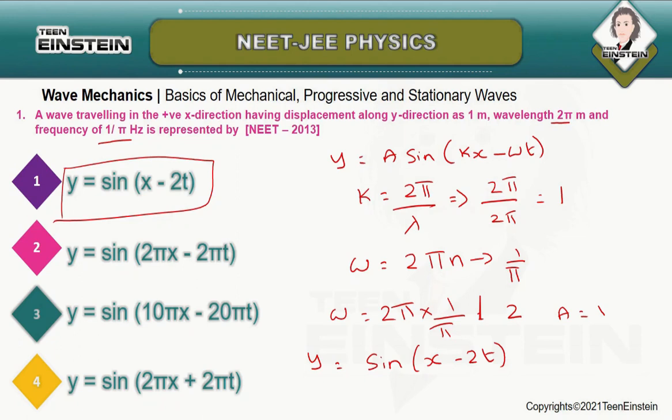Here they have given you the lambda value, so you can easily find the k value by 2 pi by lambda, and omega is 2 pi f or 2 pi n, where n is the frequency, and again n they have given as 1 by pi. So substituting, you'll get the value of omega as 2 and a is 1. Substituting all these values, you'll get the equation as y is equal to sine (x minus 2t).